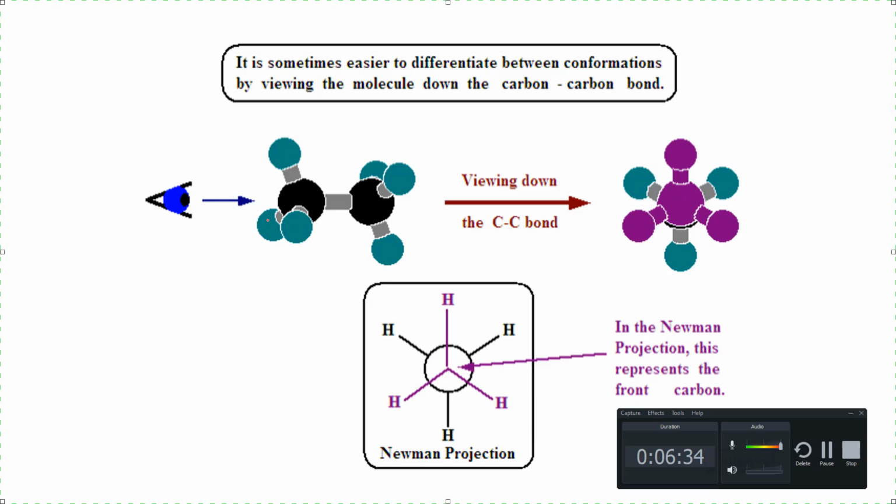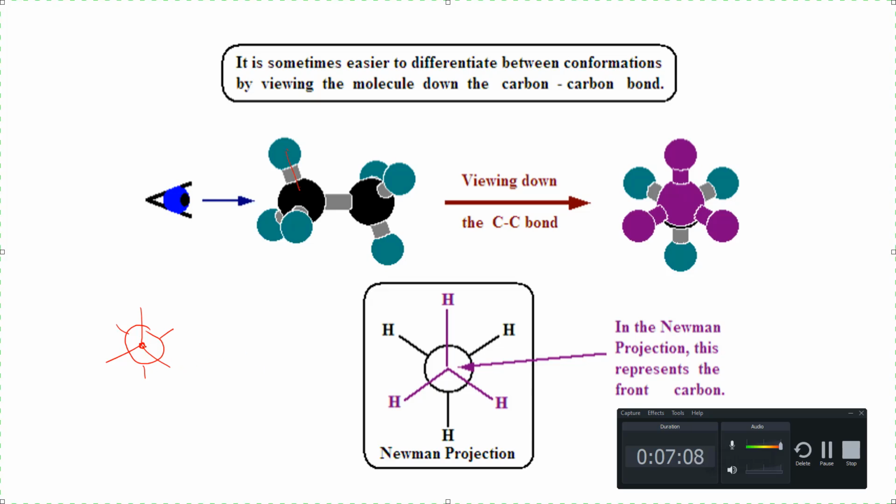So in a Newman projection with the position that's in the plane pointed up, we actually just draw three lines at 120 degrees away from each other. This intersection point represents the front carbon. And then to represent the back carbon, I just simply draw a circle, and then I show my hydrogens that are attached to the back carbon.